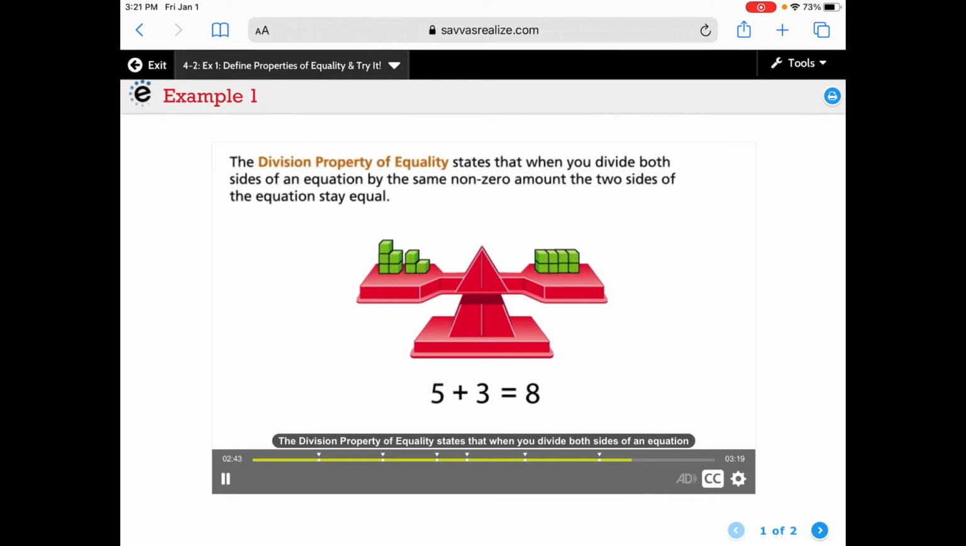The division property of equality states that when you divide both sides of an equation by the same non-zero amount, the two sides of the equation stay equal.